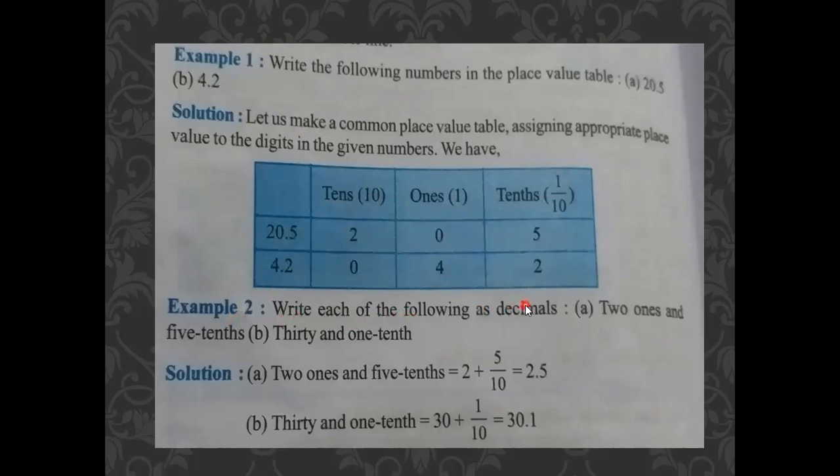Next one, write each of the following as decimals: 2 ones and 5 tenths, and 30 and 1/10. See here, you have to write them as decimals. 2 ones and 5 tenths means 2 plus 5 by 10. This 5 by 10 you can write as 0.5, so you will get 2.5. Then 30 and 1/10 means 30 plus 1 by 10, so that means 30.1.